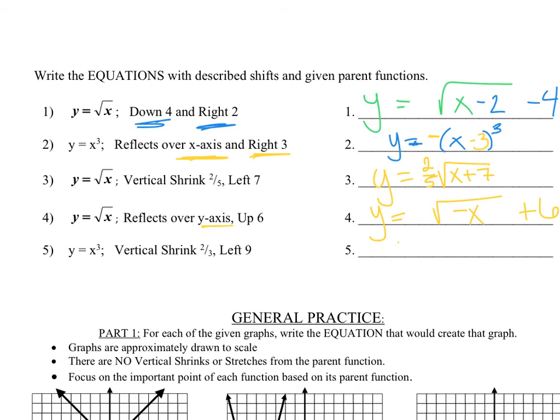The last one is a parent function of x cubed, so I'm going to write my parentheses, and I'm going to vertical shrink by 2/3, so I'll put that in the front. And I'm going left 9, so I'll add that 9 on the inside. So remember, left or right goes inside the parentheses, up or down is outside, and then the vertical stretch, shrink, and reflections are multiplied in front of the graph.